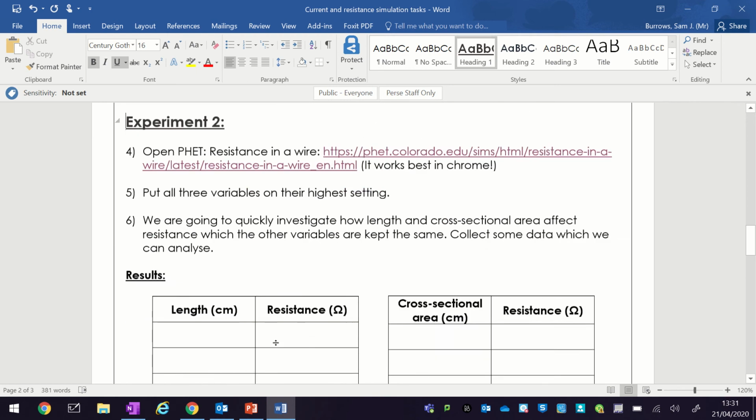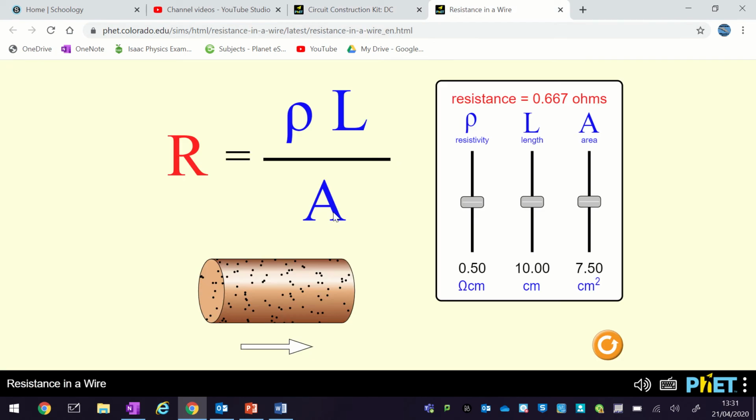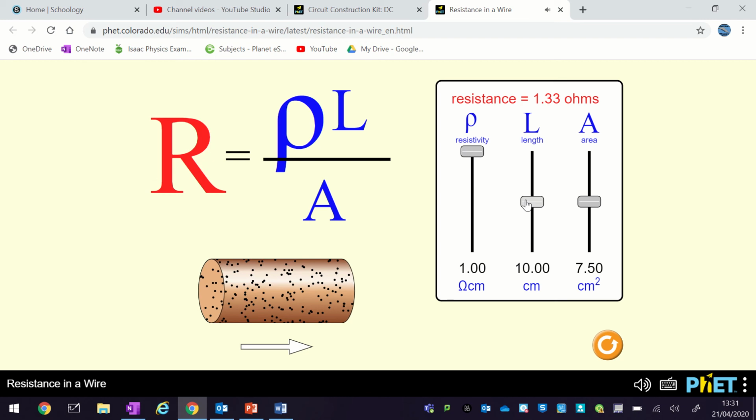Okay, so let's move on to experiment 2, where we need a different simulation. No, I don't want to close that. So we want to look at resistance on a wire. We want to put all three variables up to their highest setting.